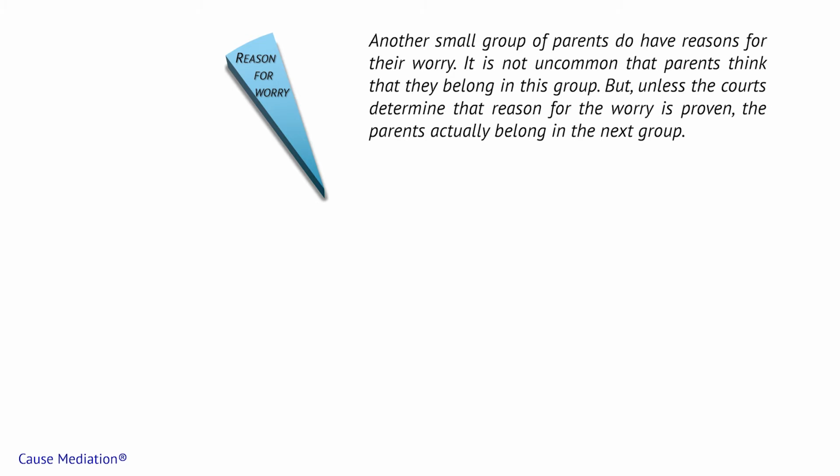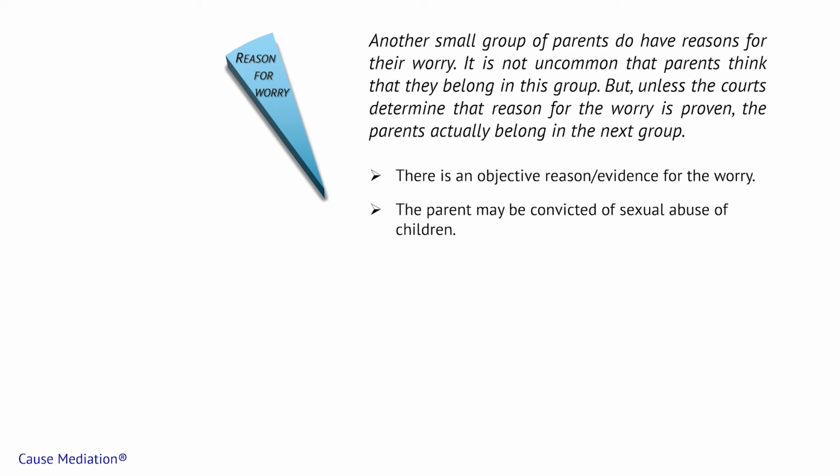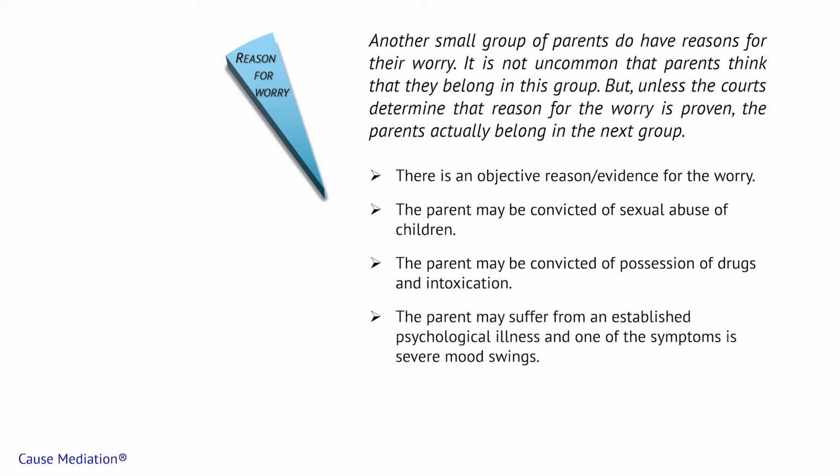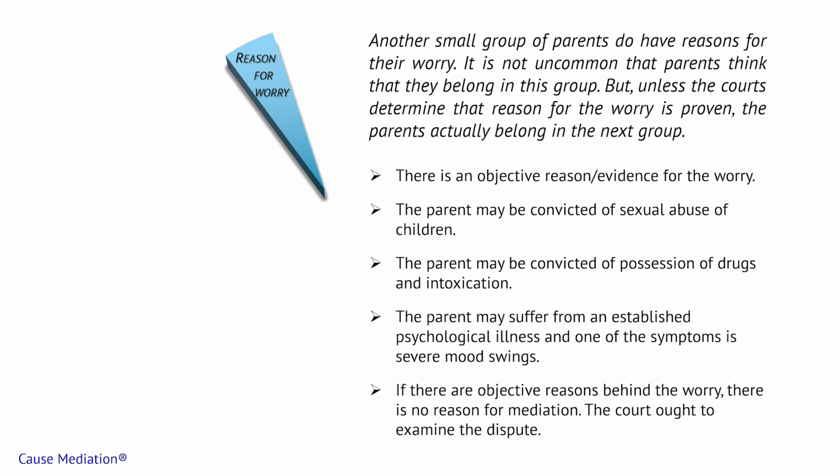The parents in this group are characterized by: there is an objective reason or evidence for the worry. The parent may be convicted of sexual abuse of children. The parent may be convicted of possession of drugs or intoxication. The parent may suffer from an established psychological illness, and one of the symptoms is severe mood swings. If there are objective reasons behind the worry, there is no reason for mediation. The court ought to examine the dispute.